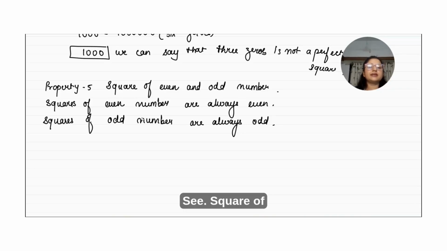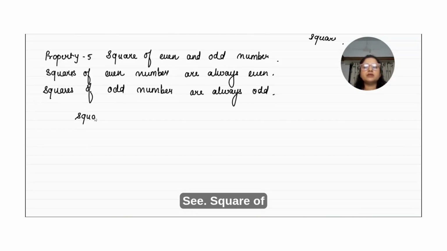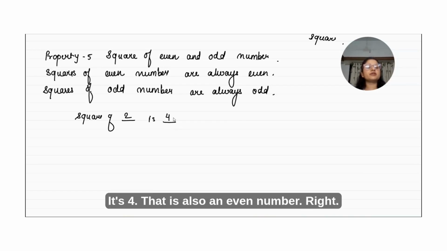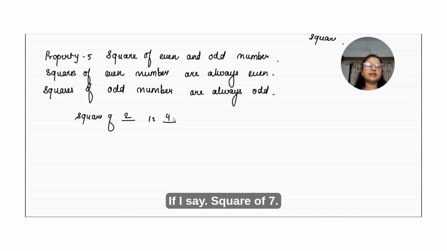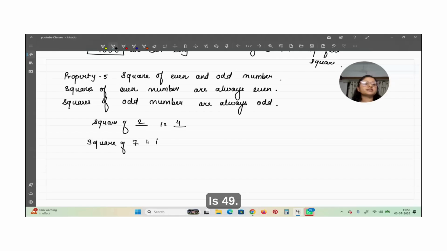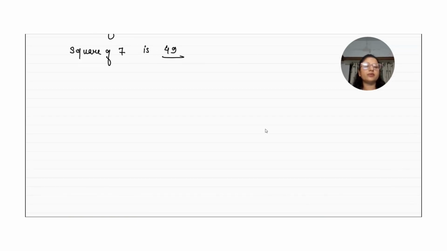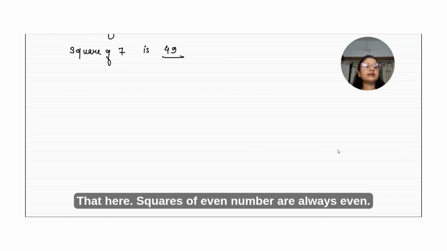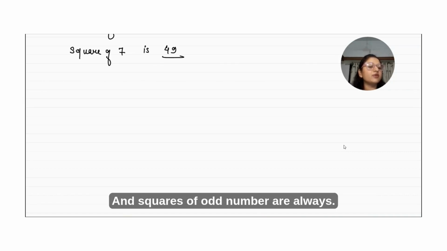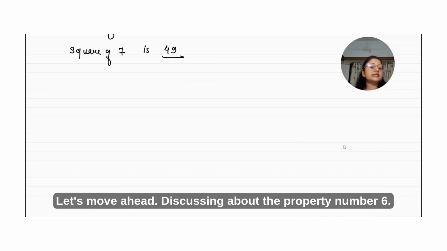Okay. See, square of 2, that is an even number, is 4. That is also an even number, right? If I say square of 7, which is an odd number, is 49, which is also an odd number, isn't it? So we can say that squares of even numbers are always even and squares of odd numbers are always odd. Let's move ahead to property number 6.